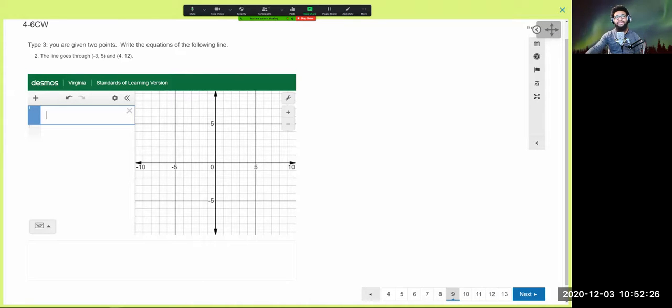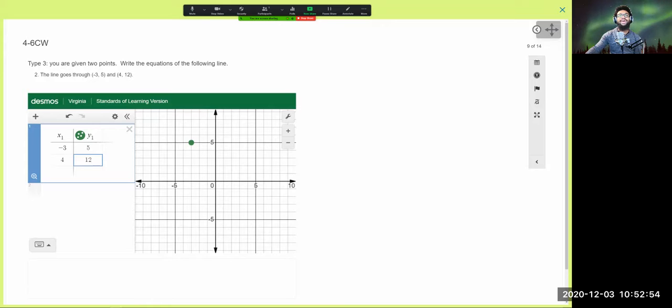When we go to type this into Desmos, we want to add an item, which is this plus sign in the upper left-hand side, add an item, and then add a table. In this table, we're going to input our ordered pairs as different values in the table. My x1 is going to have my x values for my ordered pairs, and my y1 is going to have my y values for my ordered pairs. So I have -3. My first ordered pair is (-3, 5), and then my second ordered pair is (4, 12). All right. We have that in there now.